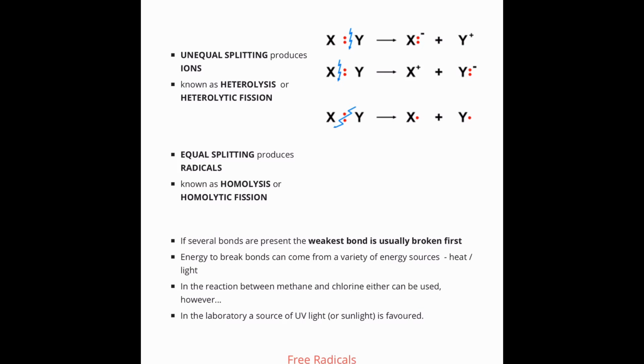Unequal splitting makes ions, which you are used to, where one electron is lost, forming Y+, and one electron is gained, forming X-. So this is standard ionic bonding. This is heterolytic fission. When we do more organic chemistry, this can also happen in organic molecules, where you get heterolytic fission between carbon and a leaving group. We're not going to do that today. Let's focus on free radical homolytic fission. That's enough for today, I think.